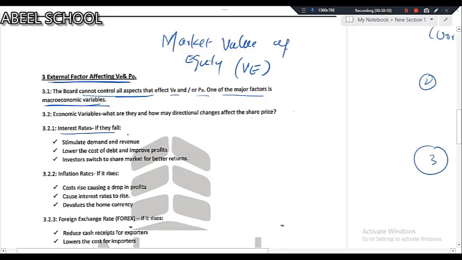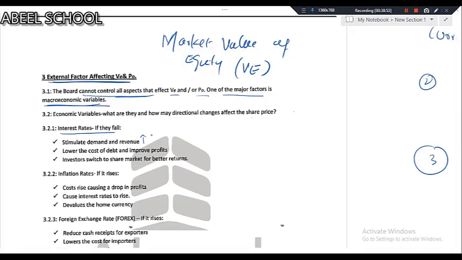If they fall, they stimulate demand and revenue. It is possible that if the interest rate is decreased, the revenue of your business will increase. Let me give you an example. Assuming your product is so expensive that in order to buy it, people need financing. So obviously, if the interest rate has decreased, then customers will be willing to take a loan to buy your product. So obviously your demand will rise.